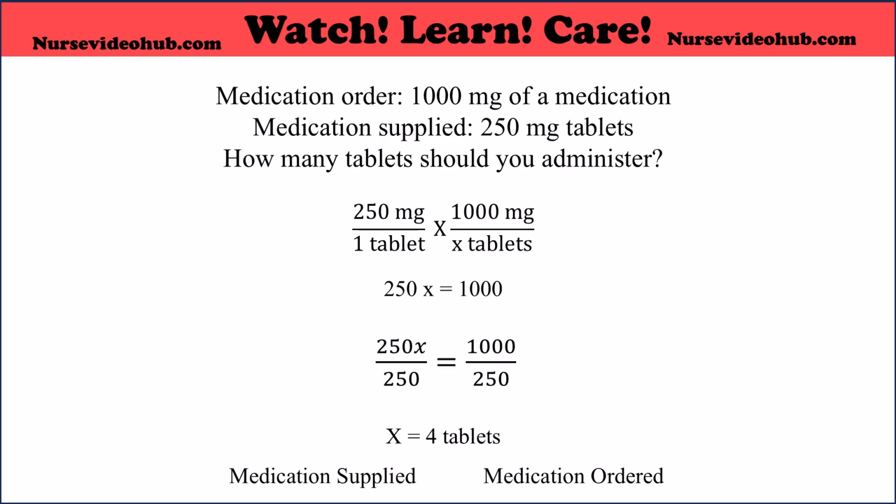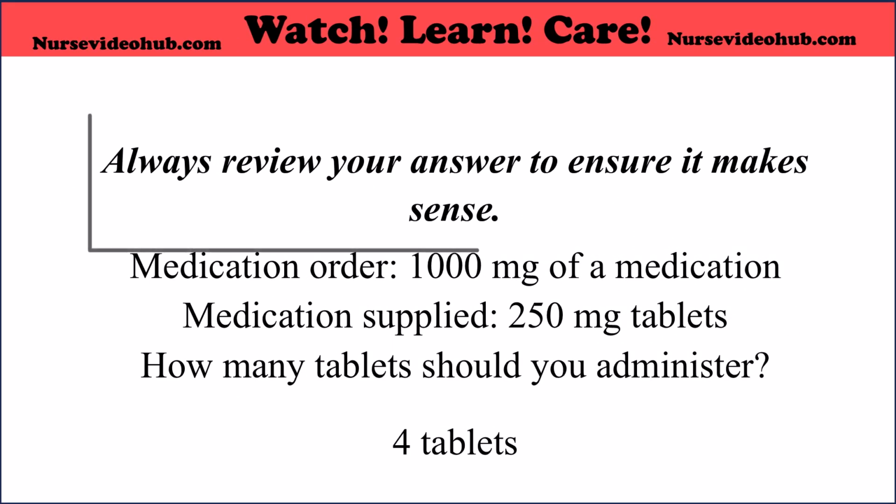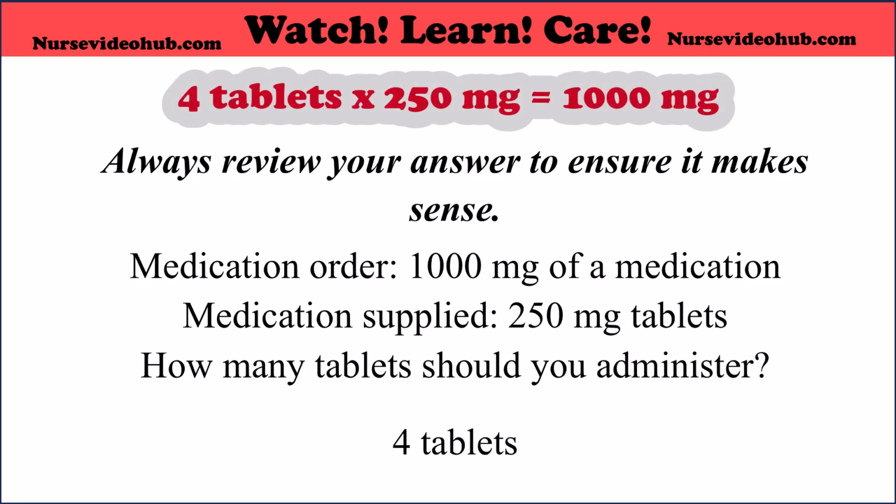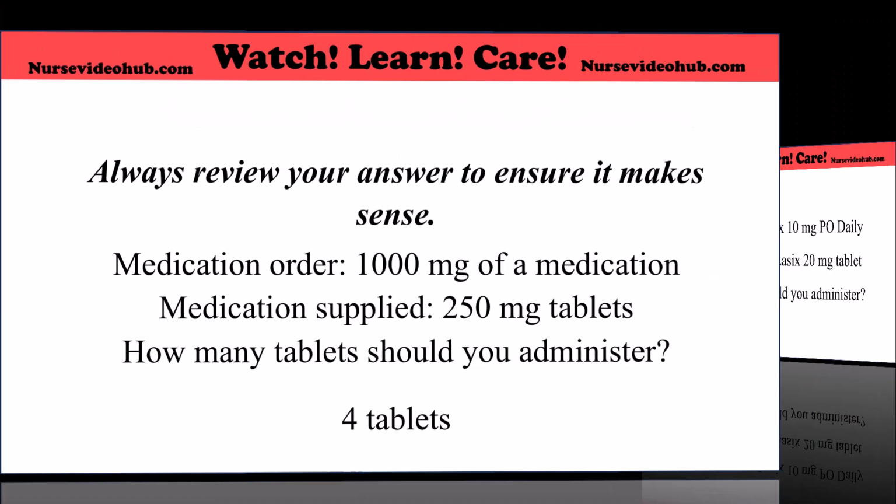But you need to have the ratios set up with the same item on top and the same item on bottom of both ratios. Now you will cross-multiply. 250x equals 1,000. Then divide both sides by 250 to solve for x. X equals 4 tablets. You would administer 4 tablets. Always review your answer to ensure it makes sense. The reverse method is to multiply the amount to be administered, 4 tablets, by the concentration available, 250 milligrams, which equals the prescribed dosage, 1,000 milligrams.